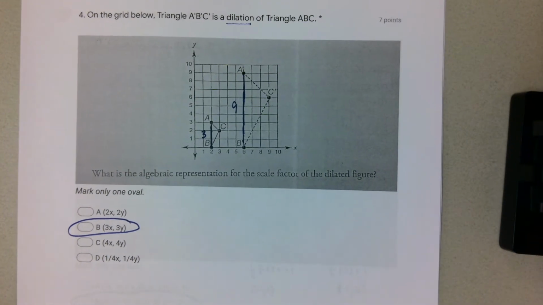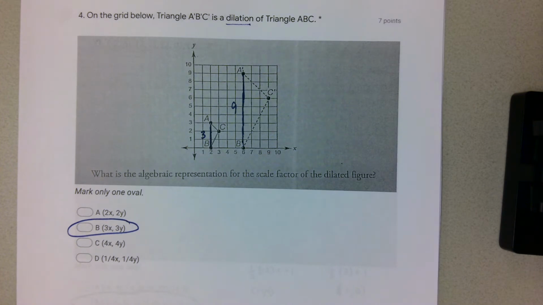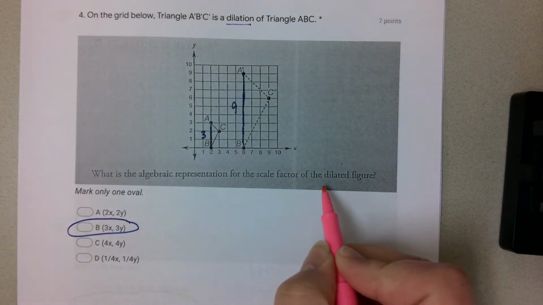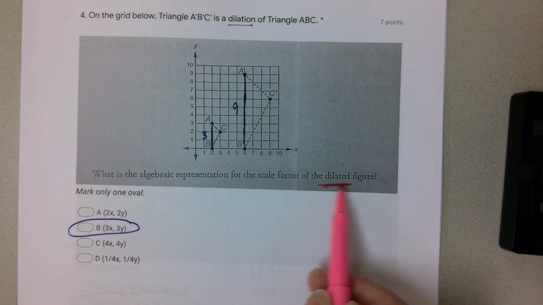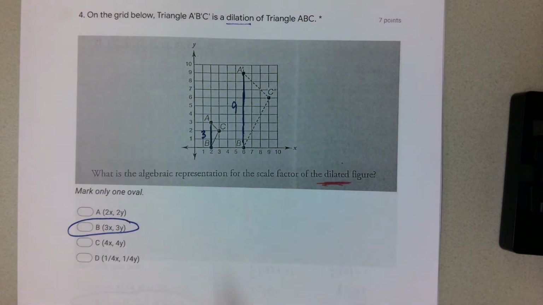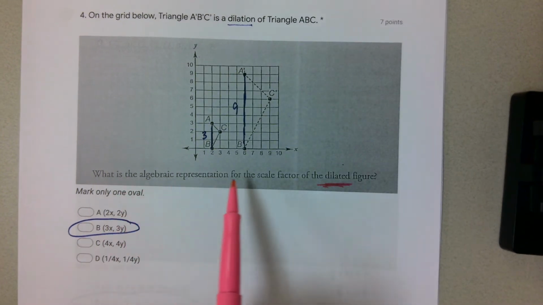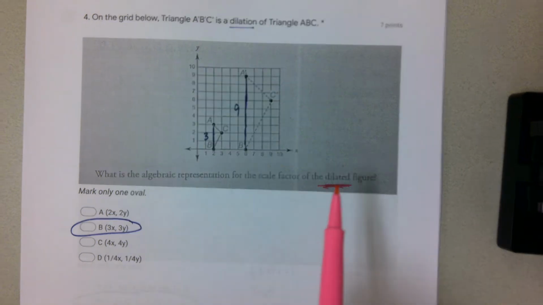Number 4, on the grid below, triangle A prime, B prime, C prime is a dilation of triangle ABC. I'm going to go over the next 2, but we did not learn dilations, so this will not be on the test. What is the algebraic representation for the scale factor of the dilated figure?